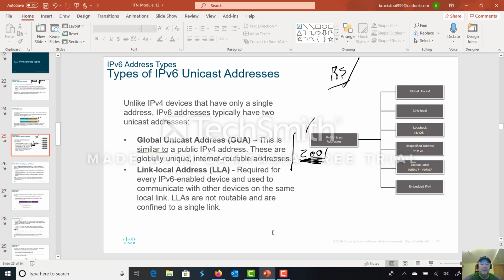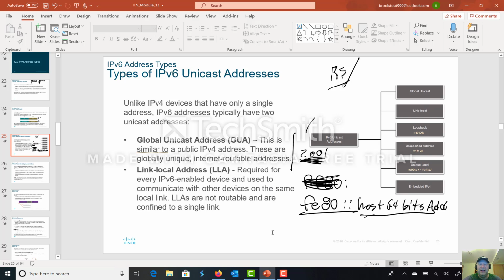The other thing that you're going to get is an address called a link local address. Now, there's a lot of space for link local addresses, but the link local addresses that we're going to use are going to be FE80. They're going to start with FE80, and then they're going to generate your host 64-bit address that's going to sit right behind that, and that's your link local address.